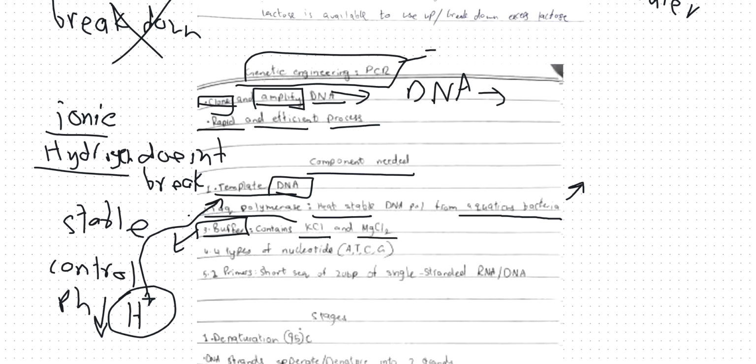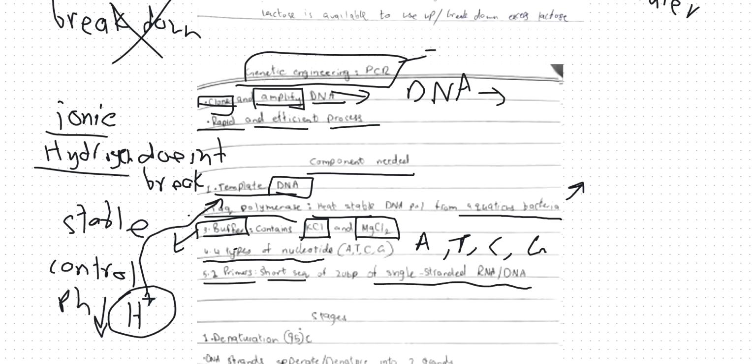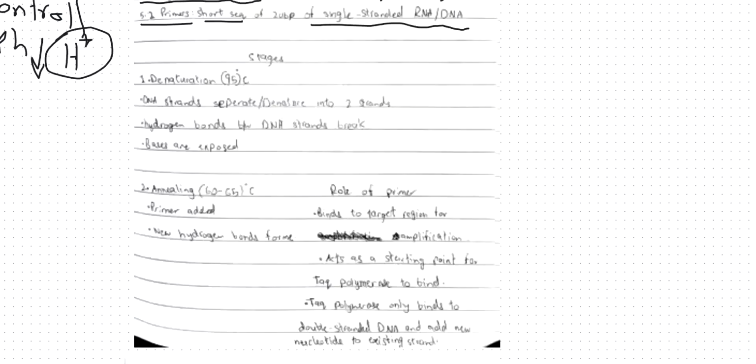So remember what buffers are made up of. And apart from buffers, you also need the 4 different nucleotides. So you need adenine, thymine, cytosine and guanine. And you also need 2 primers. A primer is a short sequence of single-stranded DNA or RNA. So yeah, and how does PCR work?